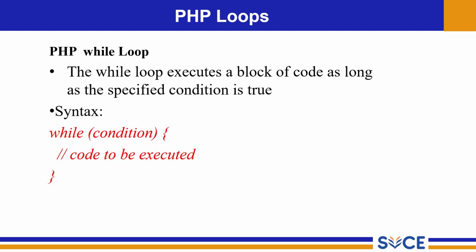Let us start with the while loop. The syntax is pretty simple. We write while followed by a condition in parentheses and then the block of code in curly braces. PHP evaluates the condition before entering the loop body. If the condition is false right at the beginning, the loop is skipped entirely. To avoid infinite loops, we usually update a counter or variable inside the loop.